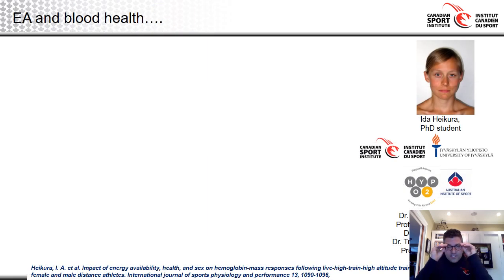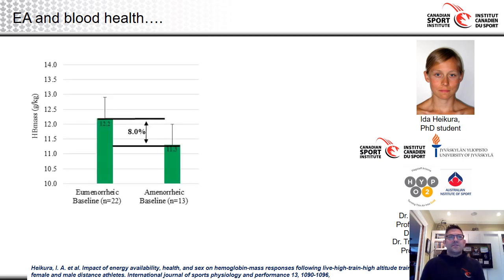Finally, maybe another shift on where and how low energy availability might impact performance and outcomes. Obviously, having a lot of hemoglobin is important. Hemoglobin has been linked to VO2 max and endurance performance. Again, in our altitude training study, when we had female athletes arrive, we had 22 that were eumenorrheic, so they had a normal menstrual cycle when they arrived to the training camp in Flagstaff. And we had 13 athletes that were amenorrheic, so did not have a normal menstrual cycle at all.